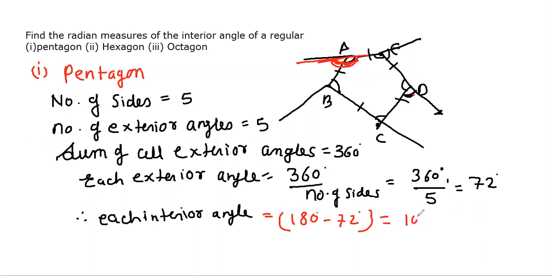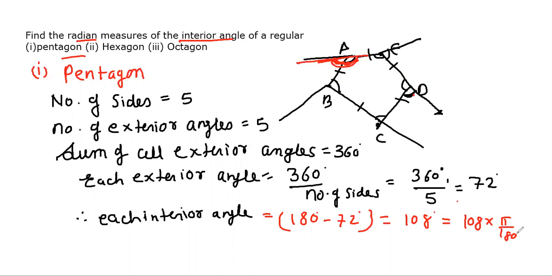It is 108 degrees. So, beta, what did I get as the interior angle? 108 degrees. He has asked here, find the radian measure of the interior angle of a regular pentagon. So I may convert this into radians by multiplying this value by pi upon 180.